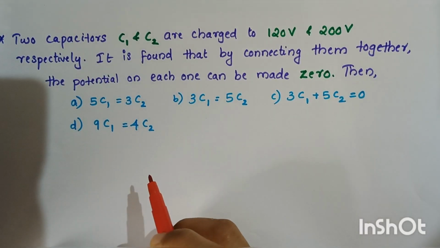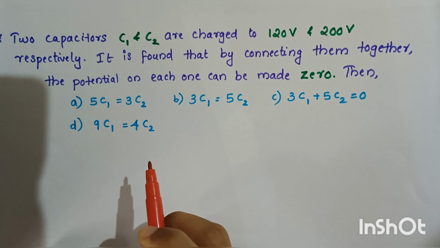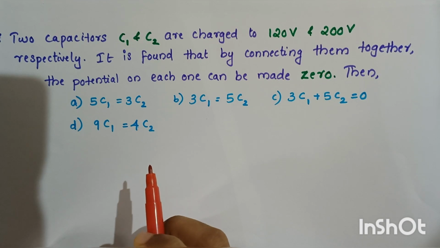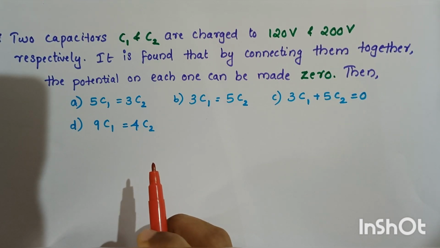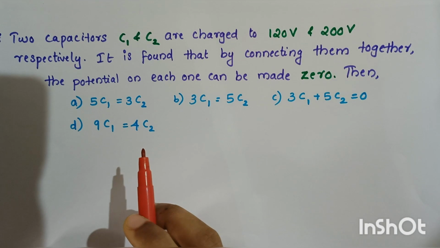Hello everyone. In this video, we are going to discuss two questions which were asked in the JEE examination in previous years, from the chapter Electrostatic Potential and Capacitance, the second chapter of class 12 physics. We have already discussed many other JEE questions from the same chapter. You will get all those videos from the playlist.